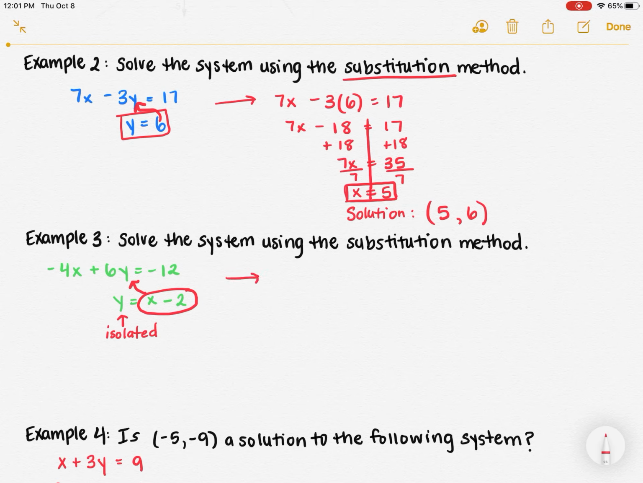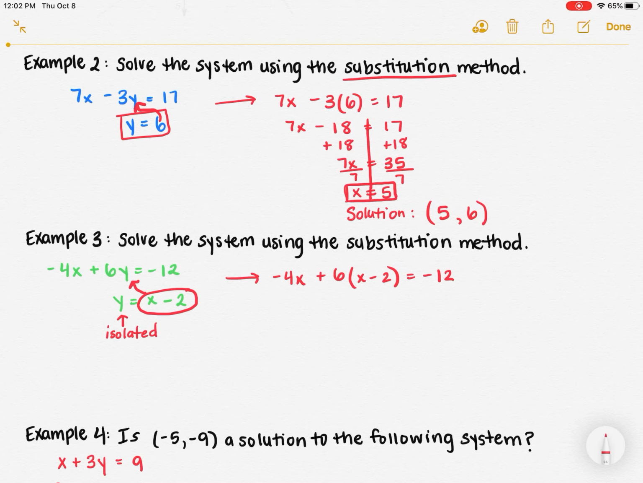So I'm going to write out my first equation, negative 4x plus 6, and now I see the y, so I have to pause because I know I'm trying to replace y with my expression x minus 2. Once again, we always need parentheses, and then we write our whole expression x minus 2, and then don't forget the equals negative 12. It's very similar to what we did before, it's just we are substituting in x minus 2 instead of just a number by itself.